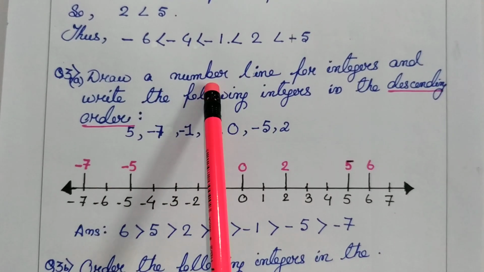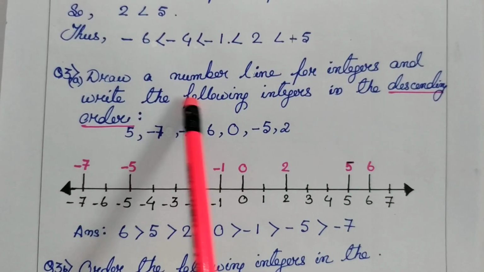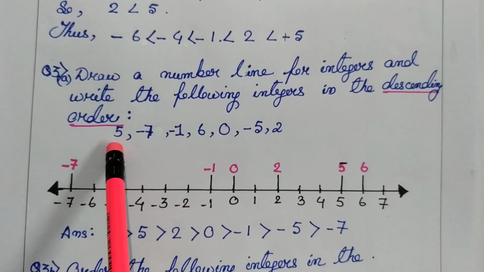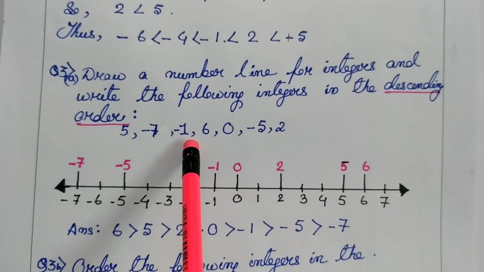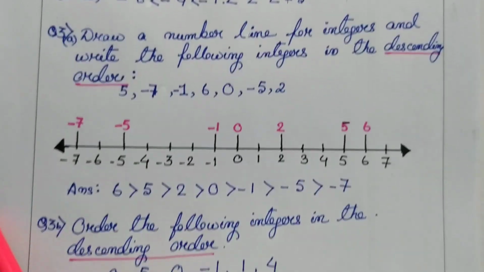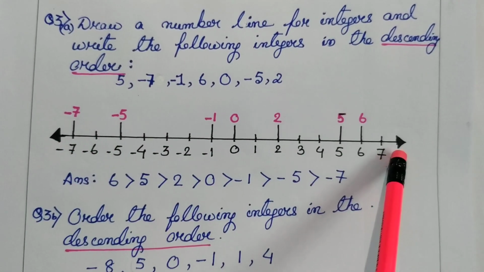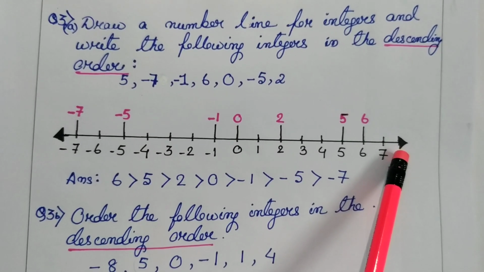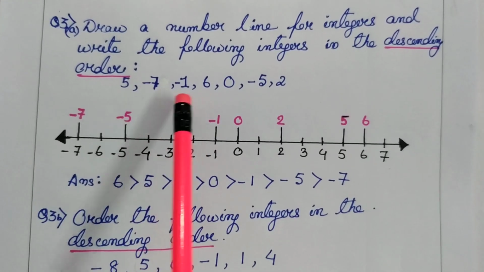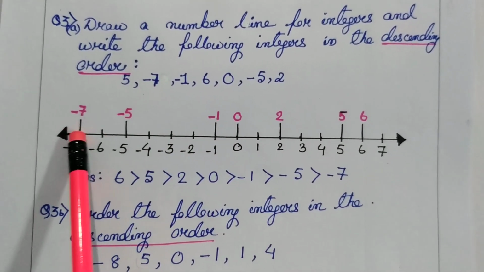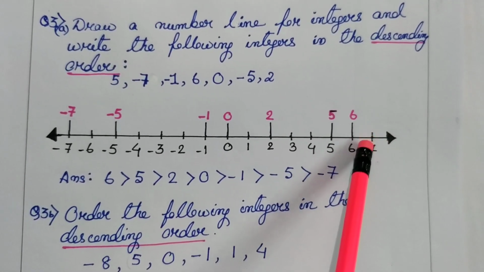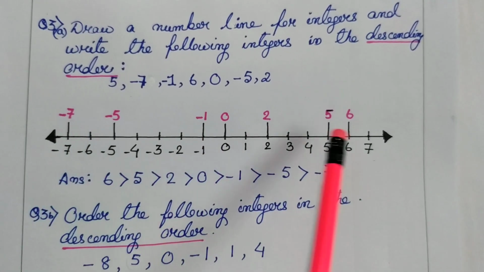Draw a number line for integers and write the following integers in descending order. The values given are 5, minus 7, minus 1, 6, 0, minus 5 and 2. Same way, you have to arrange these on the number line that represents integers. So, you have to see the largest value and the smallest value so that it's easier for you to put. You can also put more values, but at least these values should be there. Like this I have written.